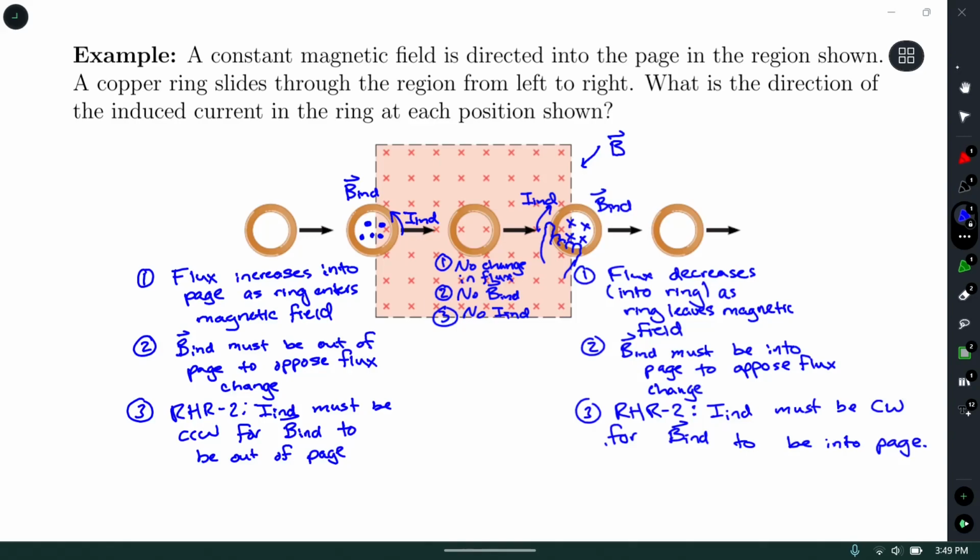And another thing worth mentioning is that Lenz's law doesn't say that the induced field always points the opposite direction of the original field. It just says that the induced field opposes any change in flux that we see from the original field. So, right here, as the ring was leaving, the magnetic field that's induced is pointing in the same direction as the original field because it's trying to replace flux that was lost as the ring is leaving that region.